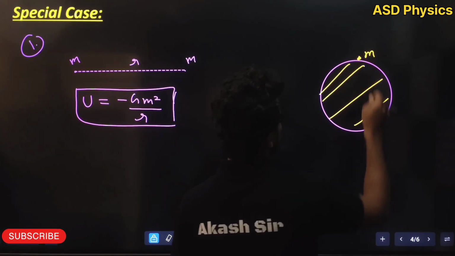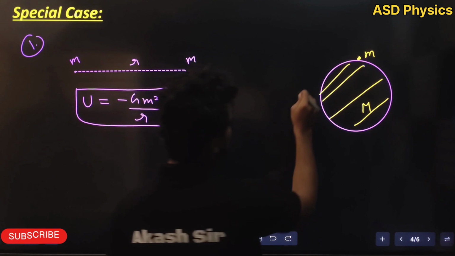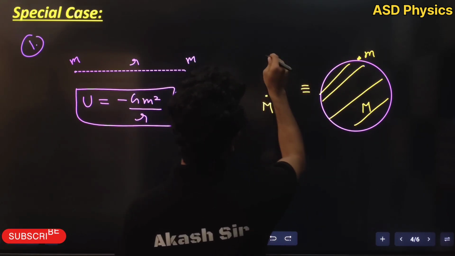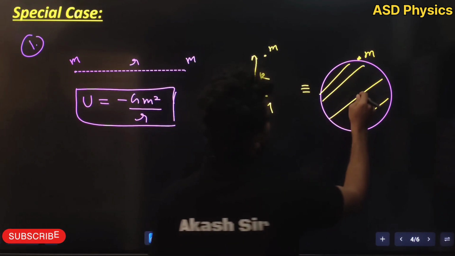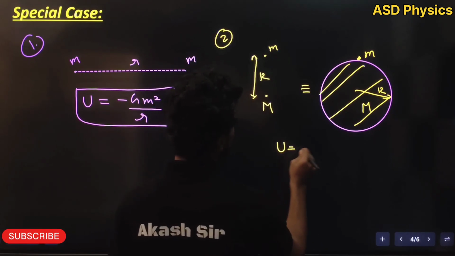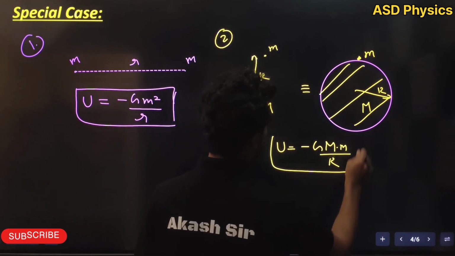After that, sometimes the Earth is there, and at the surface of the Earth one small mass m is there, and here capital M is there. In this situation, what is the gravitational potential energy of the system? The total mass of the Earth can be concentrated at the center, and small m is here, and this distance is the radius of the Earth. So in the second situation, what is the potential energy?